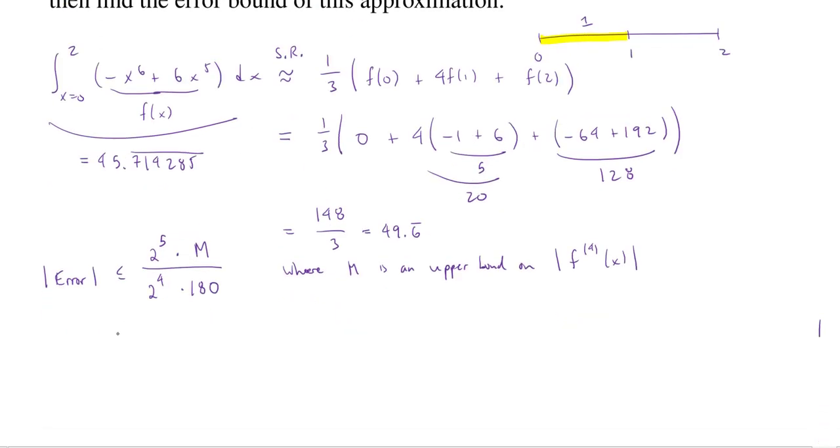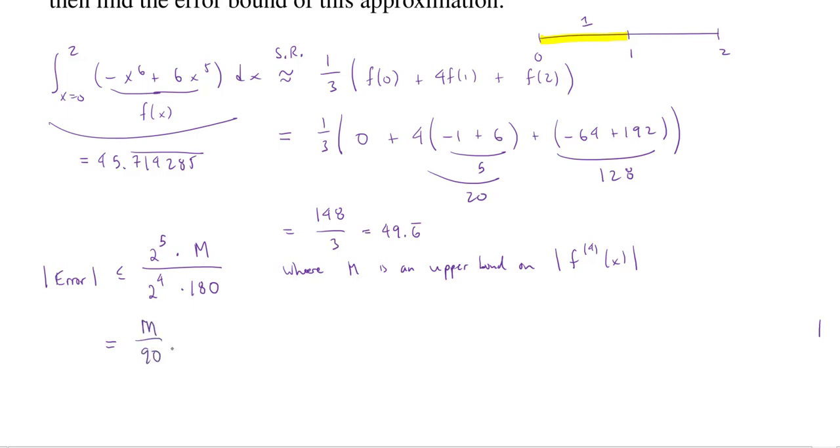Okay, well, I can do a little simplification before we work out this M, but that M is going to be the big obstruction to solving this problem. So first, 2 to the 5th over 2 to the 4th, that's just 2. And then I'm going to divide by 180. So 2 over 180 is 1 over 90. So in total, I get M over 90.